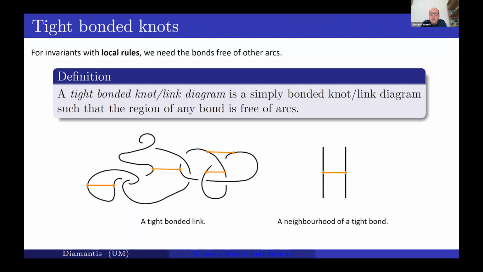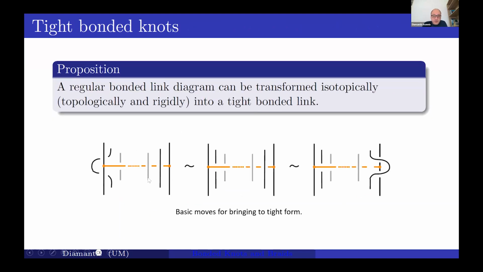So here, the bonds are completely free. The region of a bond is free of arcs. There are no other bonds, of course, as in the regular category, but now there are also no other classical strands in the region of a bond. So the bond is like a line segment, which is completely free. There are no arcs in between the two endpoints of a tight bond.